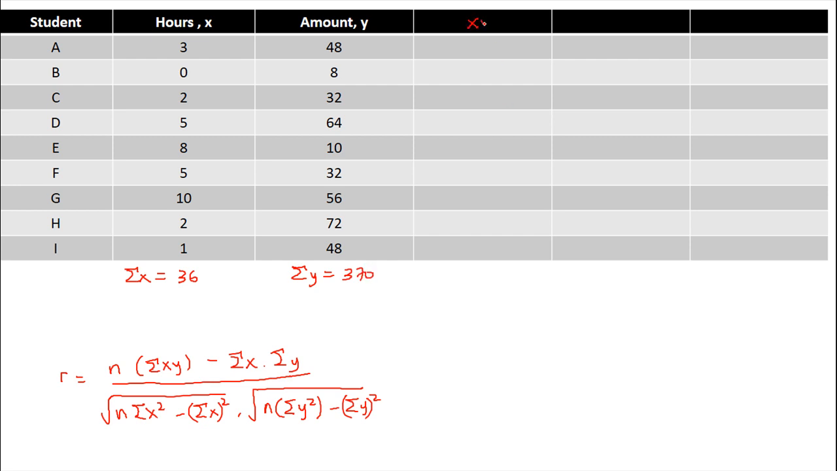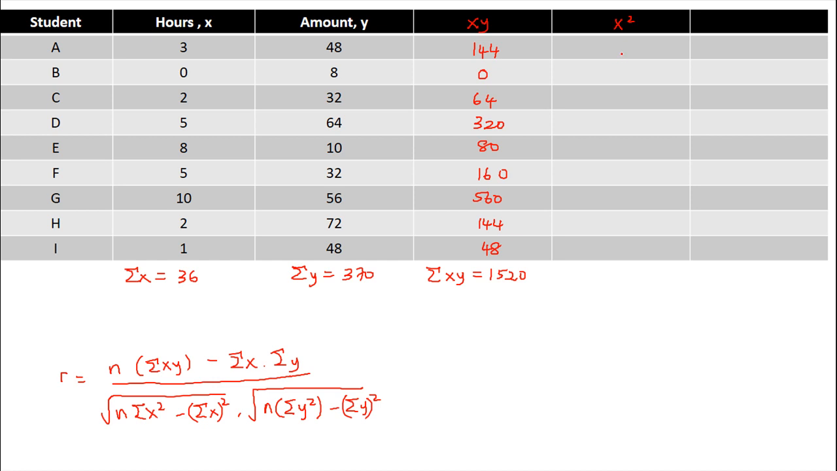Now we need to find the sum of xy. For the new column, x multiplied by y: 3 multiplied by 48 is 144. 0 multiplied by 8 is 0. 2 multiplied by 32 is 64. 5 multiplied by 64 is 320. 8 multiplied by 10 is 80. 5 multiplied by 32 is 160. 10 multiplied by 56 is 560. 2 multiplied by 72 is 144. And 1 multiplied by 48 is 48. Total up this column to find the sum of xy, which is 1520.